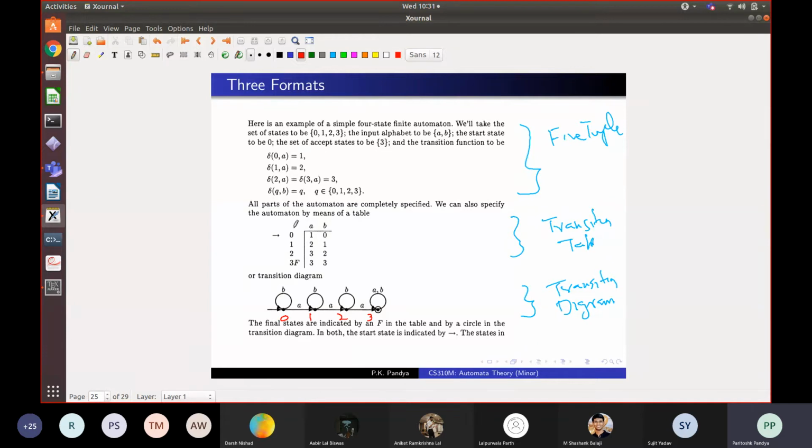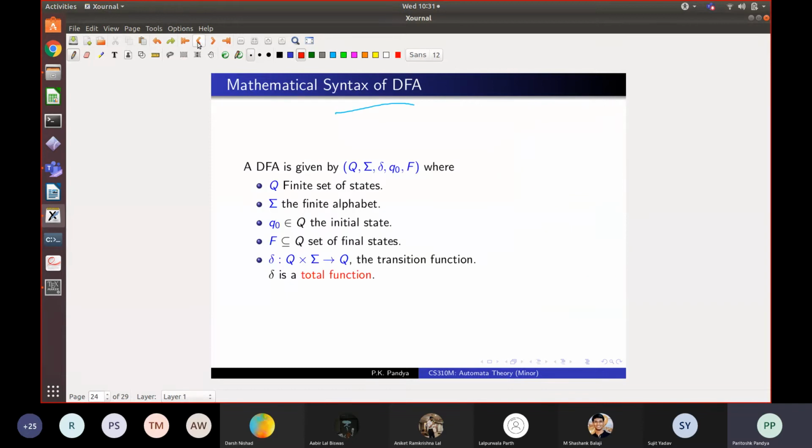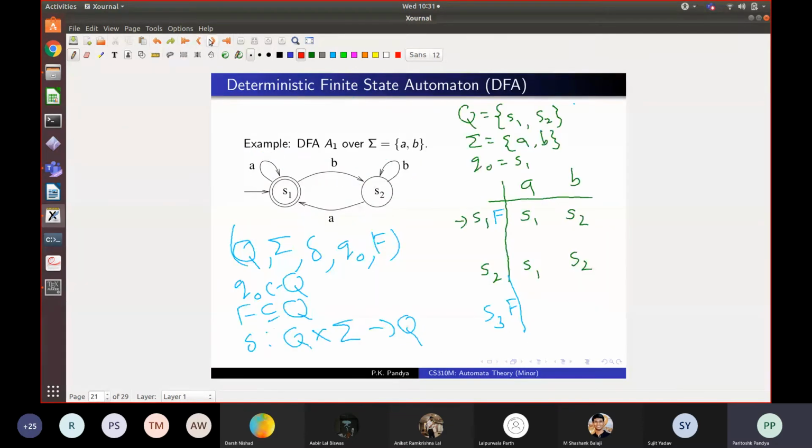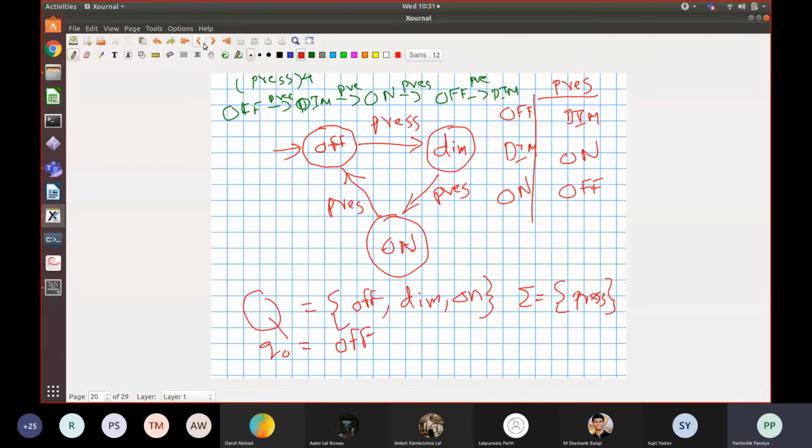So from 0 on an A you go to 1. That is how you fill up the entries. And so you can say from 0 on an A you are moving to state 1, right? So the 3 representations are equivalent. You should study these 3 representations for this case offline, and understand what the execution of such an automaton is, right? We have drawn the executions somewhere.